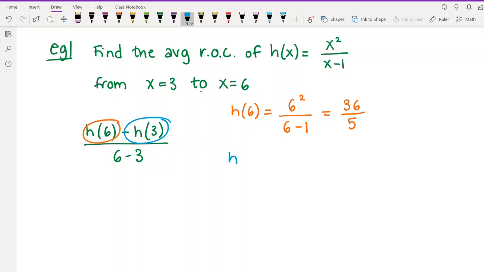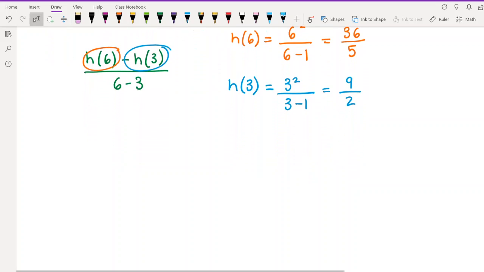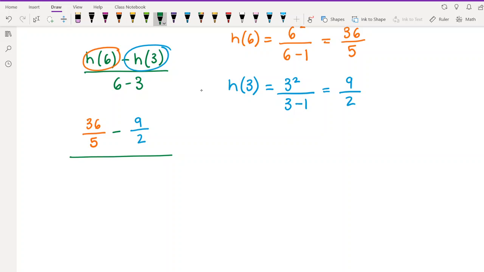Okay, h of 3. h of 3 is going to be equal to 3 squared over 3 minus 1. And so that is equal to 9 over 2. Again, that cannot be further simplified. All right, so what is this going to look like? We're going to have now 36 over 5 minus 9 over 2. And then we're still dividing that whole thing by 6 minus 3, which is equal to 3.